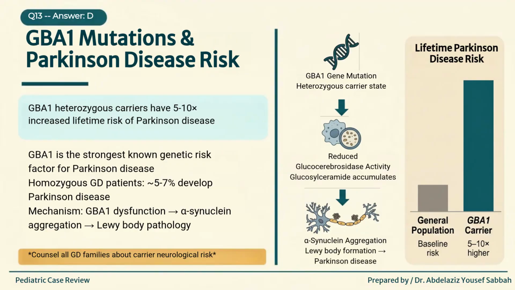Heterozygous GBA1 carriers have approximately a 5 to 10 times increased lifetime risk of Parkinson's disease. GBA1 is in fact the strongest known genetic risk factor for Parkinson's disease. Among patients with homozygous Gaucher disease, roughly 5 to 7% develop Parkinson's disease over their lifetime. The mechanism involves glucocerebrosidase dysfunction, promoting aggregation of the protein alpha-synuclein, which leads to Lewy body pathology. The practical message is that all Gaucher disease families, including unaffected carrier relatives, should be counseled about this increased neurological risk.